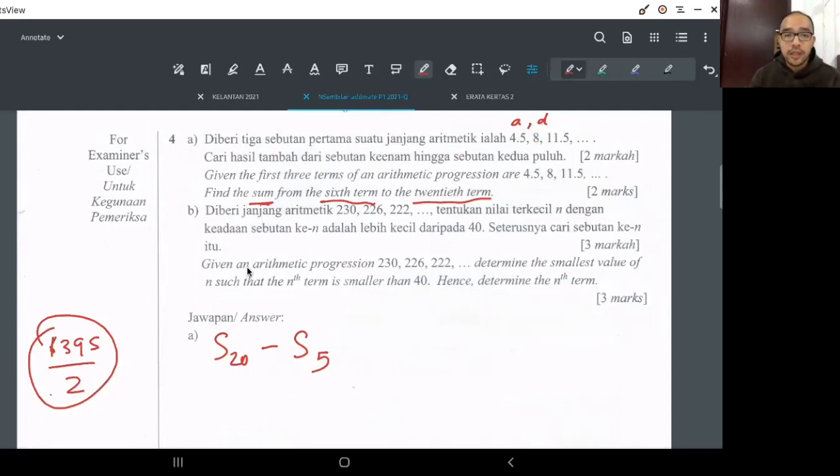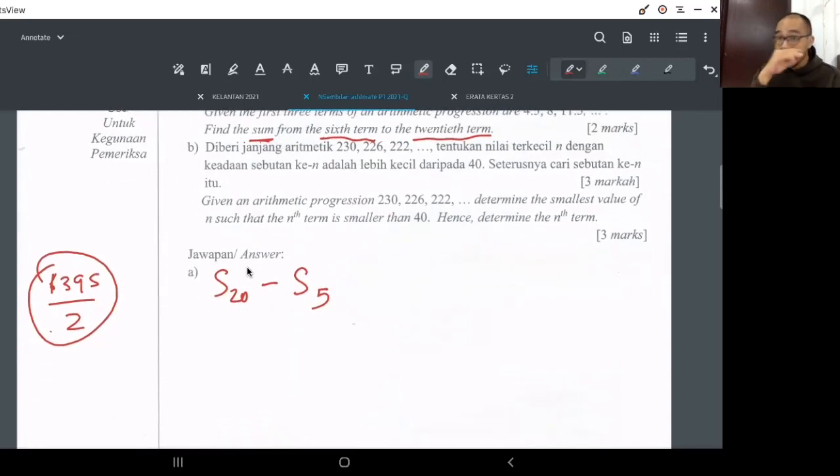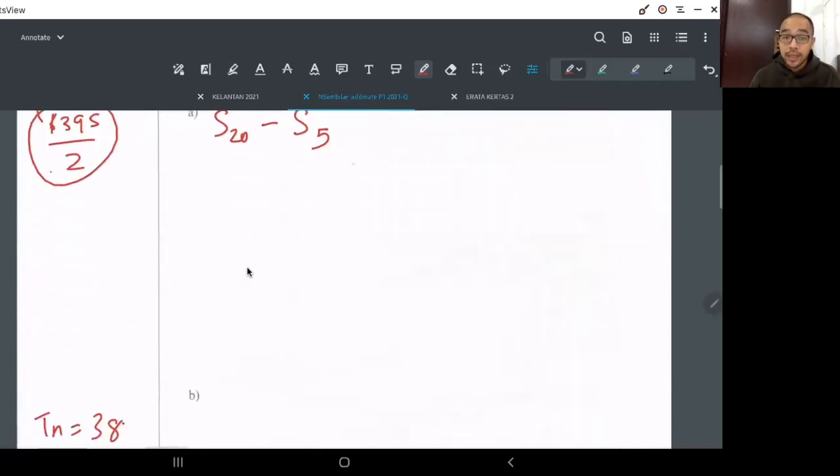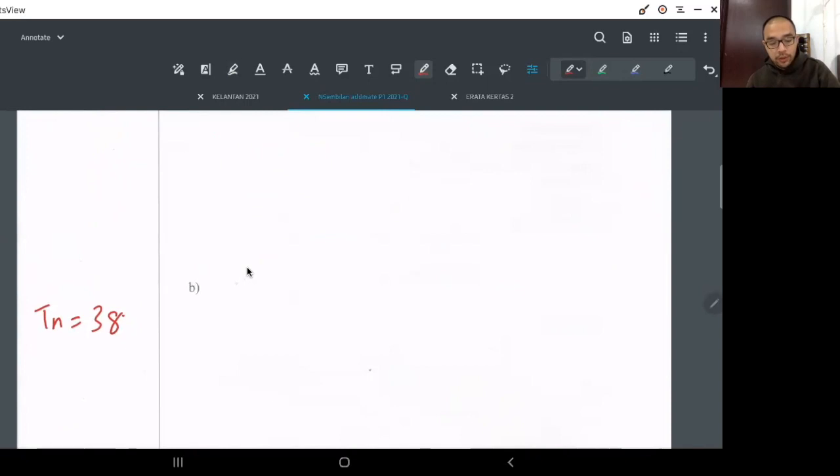Second question. Given an arithmetic progression, yada yada. Again, arithmetic progression. Determine the smallest value of n such that the nth term is smaller than 40. We always start from this sentence. The nth term is smaller than 40, and we hone in on this. This is Tn is less than 40. Since this is an arithmetic progression, we will get yada yada yada. Sorry, Tn is less than 40.